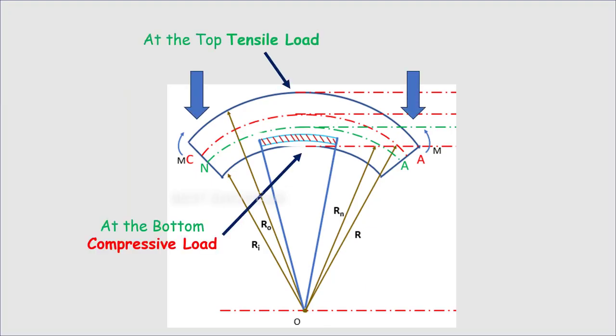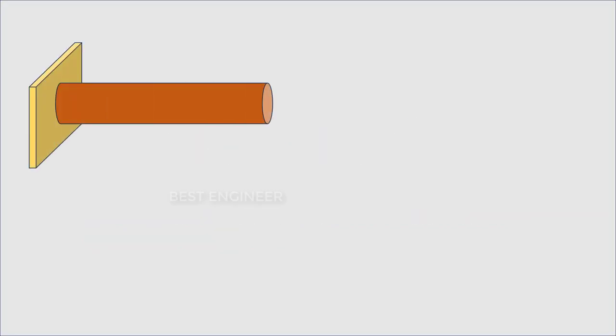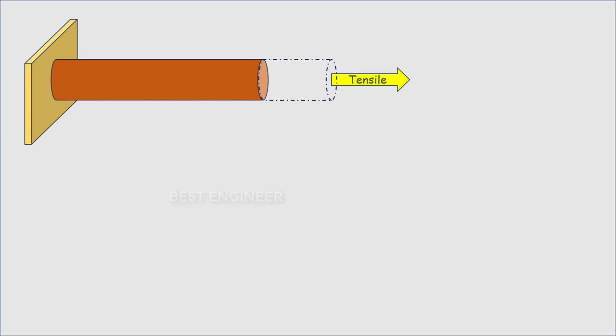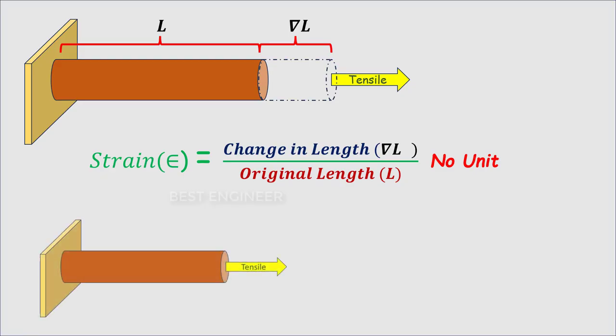Strain. Strain is the deformation that occurs within the body due to the applied load. Imagine a rod fixed at one end and a tensile load applied at the other end. Due to the load, the rod extends by a length of del L. Now the strain can be calculated as del L, that is change in length, divided by L, that is original length. This strain is a dimensionless quantity. The normal strain can be tensile or compressive.